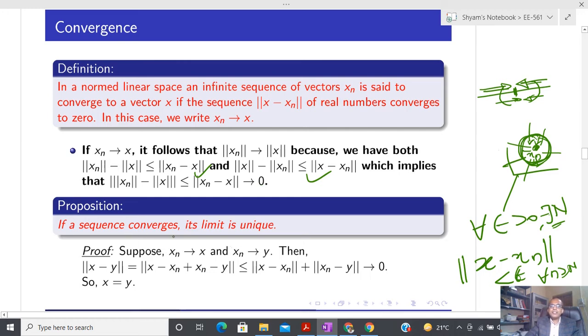If a sequence converges, its limit is unique. So if I have a convergent sequence, it is possible to show that the limit is unique. Whenever you have to prove uniqueness, you can assume that you have two different limits, and after that show that both limits are equal. So I am saying that xn has two different limits, x and y. Now I am going to look at the distance between x and y. How do we measure distance in higher dimensional space? Again I have to take the norm.